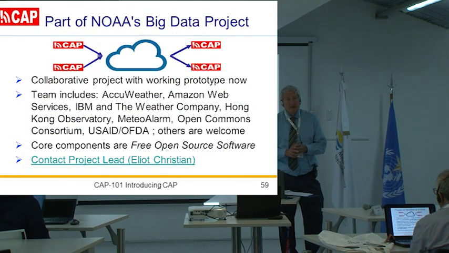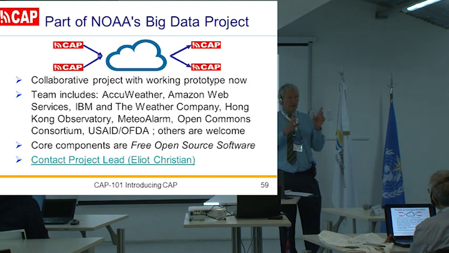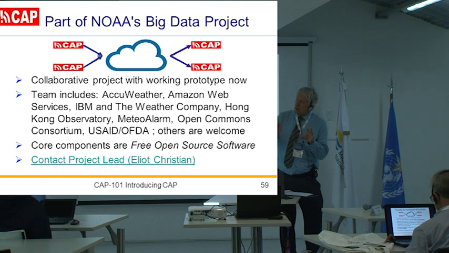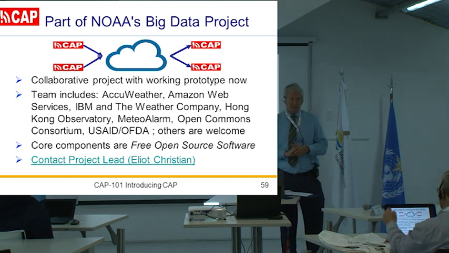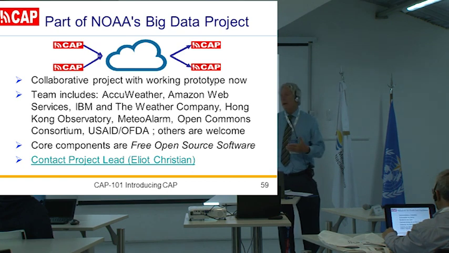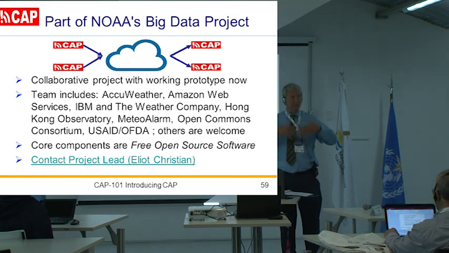I'm leading it. Our partners include Amazon Web Services, which gave me a generous grant to do this, AccuWeather, and the Open Commons Consortium. Their focus is making sure you have the ability to put your application like this on any cloud, not just Amazon. We want to run it on Azure. We want to run it on Google Cloud. On as many as people want to install, you can.